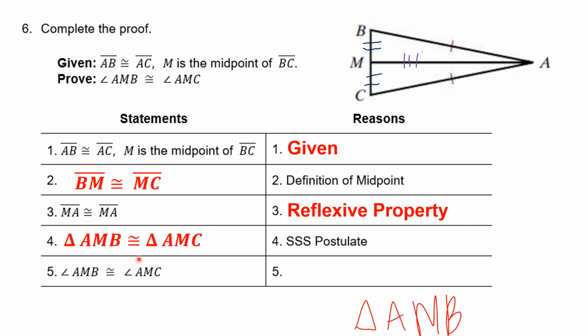And our last line says angle AMB is congruent to angle AMC. So after we use one of those postulates to prove that the triangles are congruent, how do we now know that all the other little angles and sides are congruent? What is that called? CPCTC, right? Corresponding parts of congruent triangles are congruent.